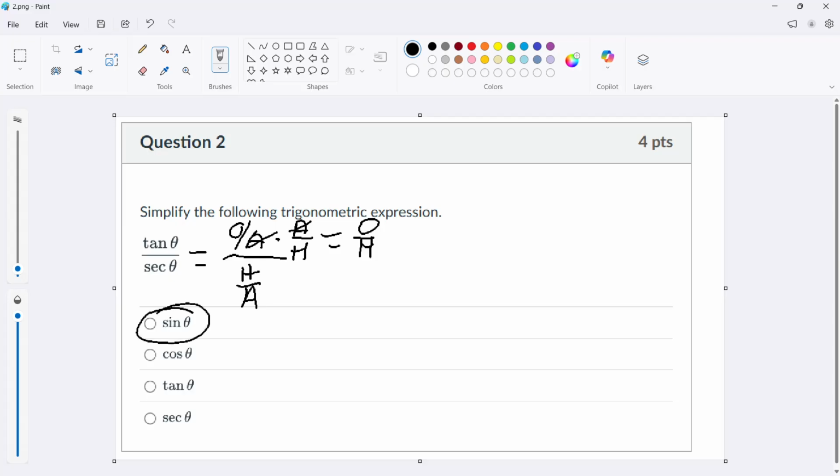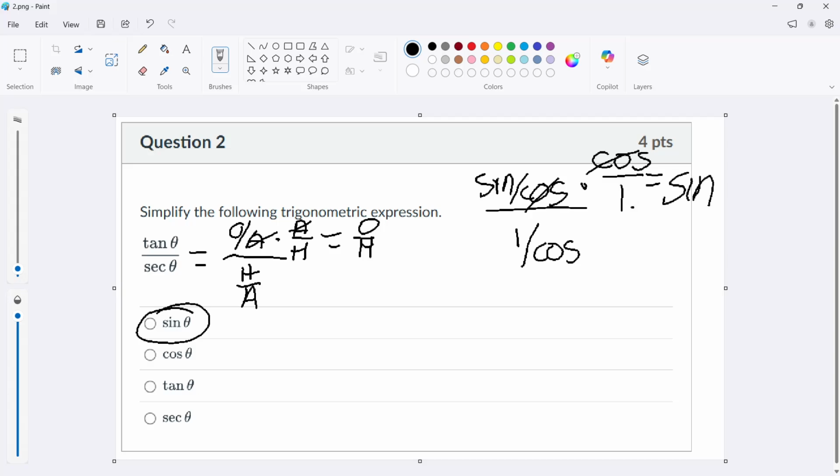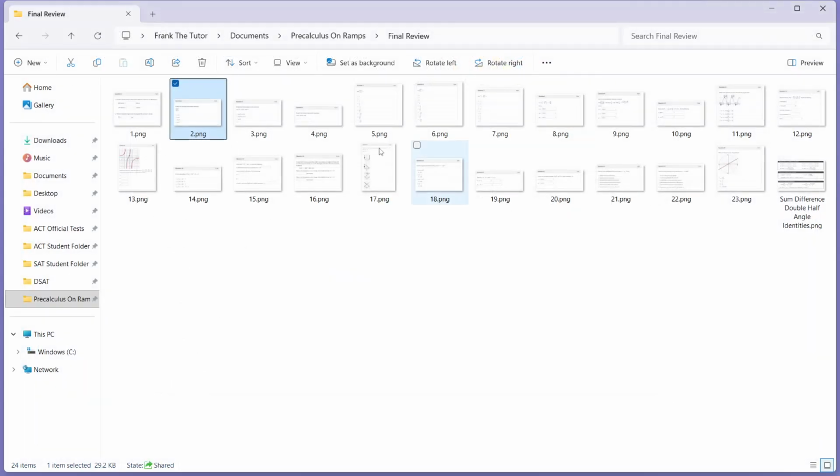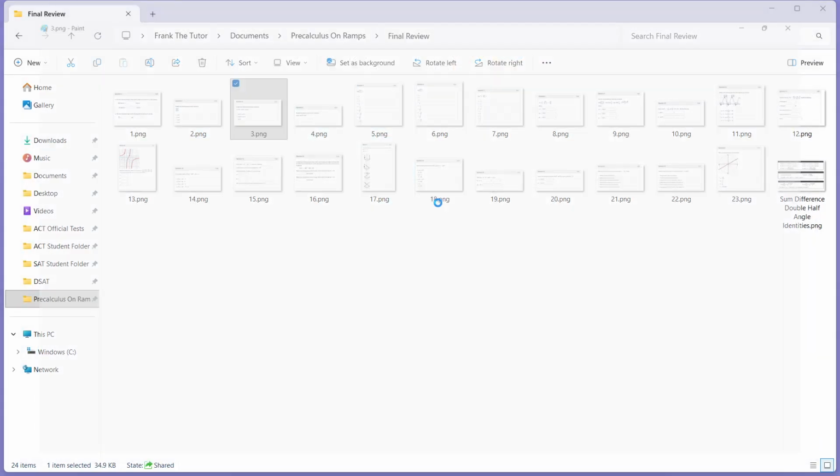I can also do it like this. Tangent is sine over cosine, and secant is 1 over cosine. So I flip that fraction, multiply. Sine over cosine times cosine over 1 equals, cosines cancel, sine over 1 is sine. So again, it's sine. That's question 2. Question 3.